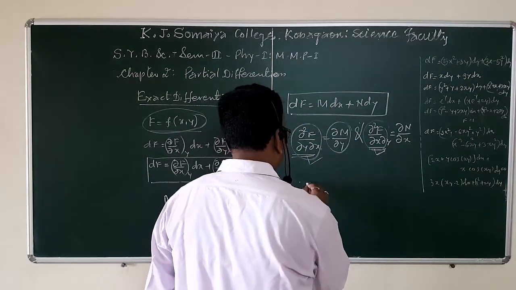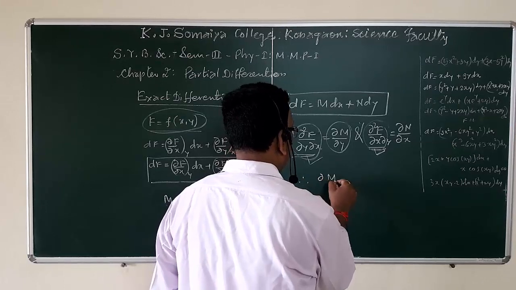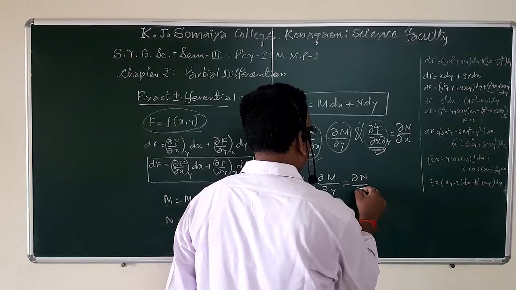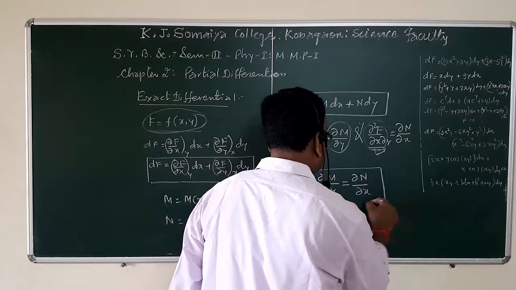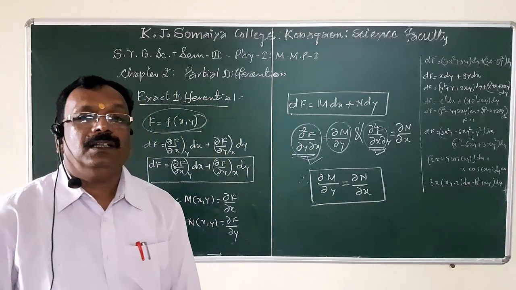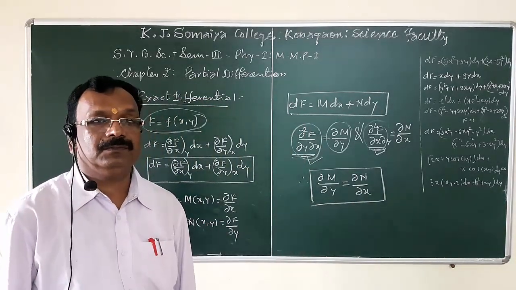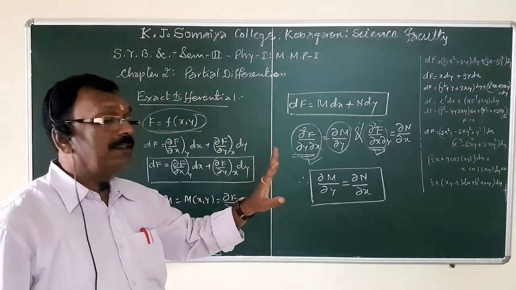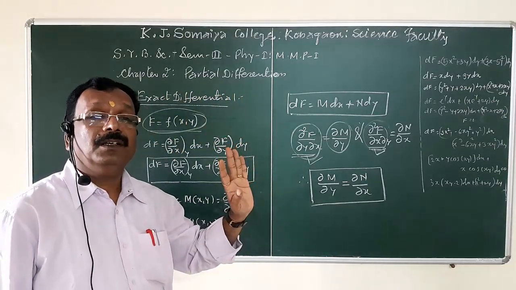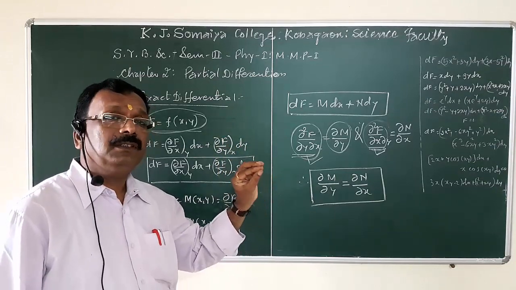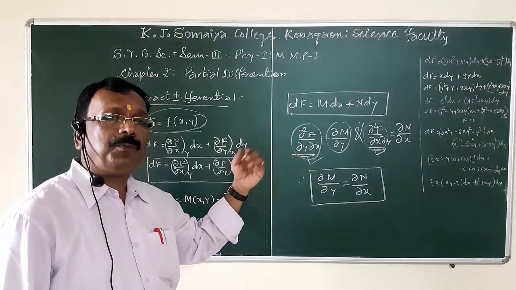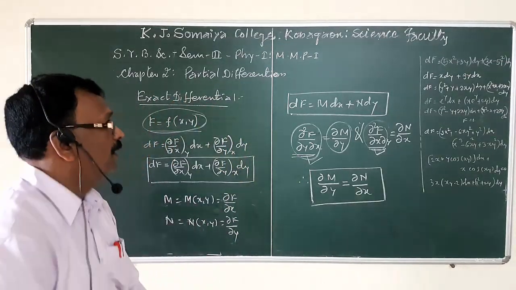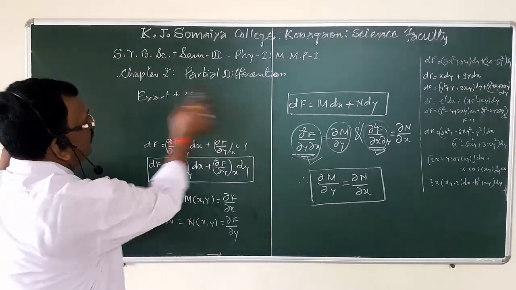From this we can write del m by del y is equal to del n by del x. This is the essential condition for an exact differential. Now, in order to understand this exact differential, we have to study some problems with the help of which we can understand it very well. For this purpose, consider the first problem.